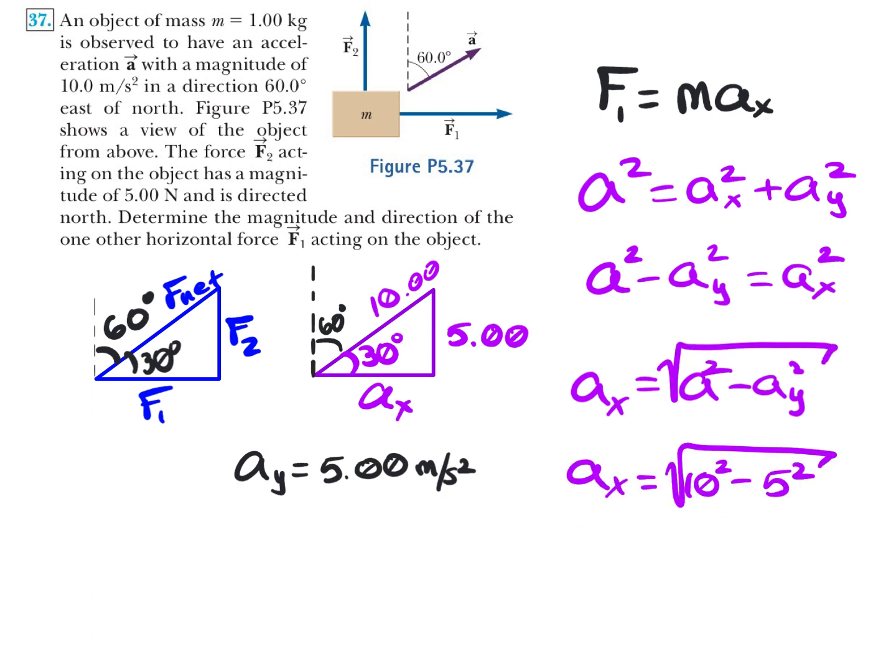Quickly find that, plug that into your calculator. You'll see that we get a_x is equal to 8.66 meters per second squared.